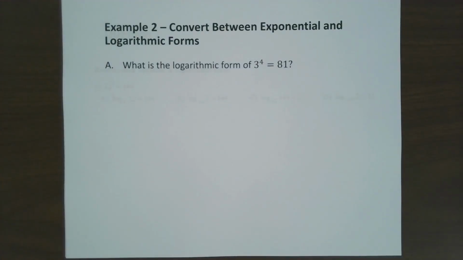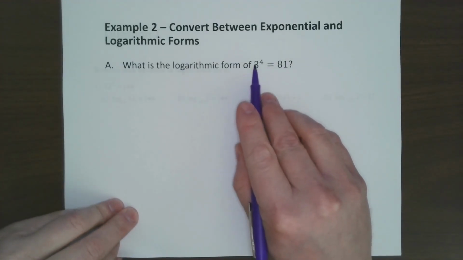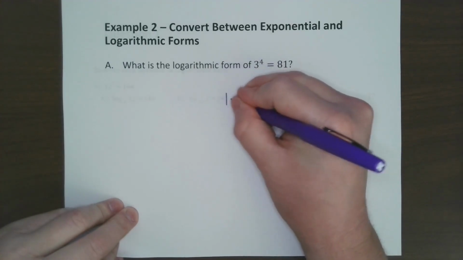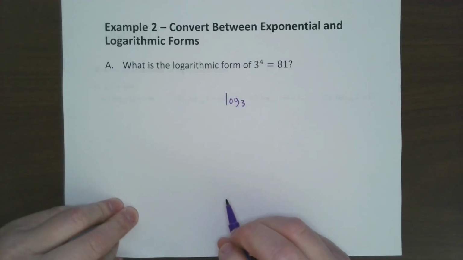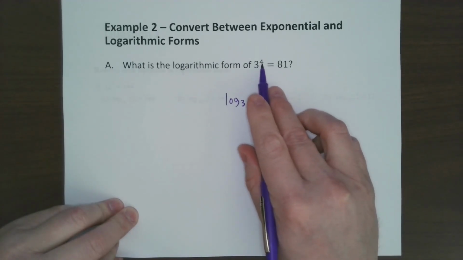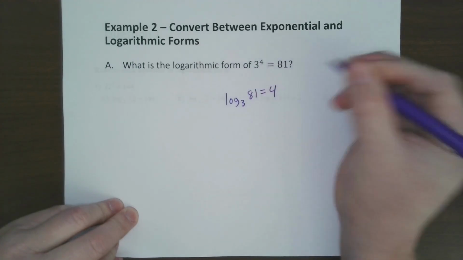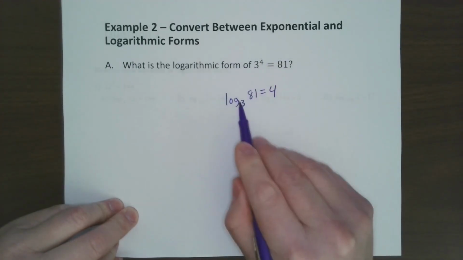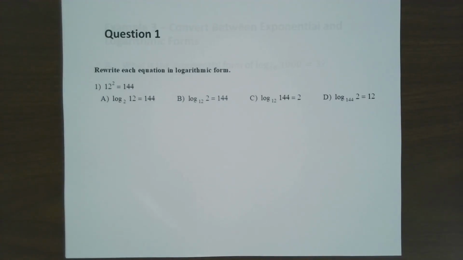So how do we convert between the two? Well, since we have a base 3, we're going to have a log 3, right? And since we're going from small to big, we're going to go from big to small. In other words, the 3 stays underneath and the 4 and the 81 switch places. That's it. Try this one.